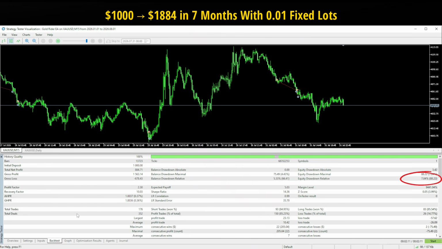Drawdown, only 7.04%. Maximum equity drawdown over the entire 6 months was just 7.04%. In a market as volatile as gold has been, that's a very controlled and disciplined result.